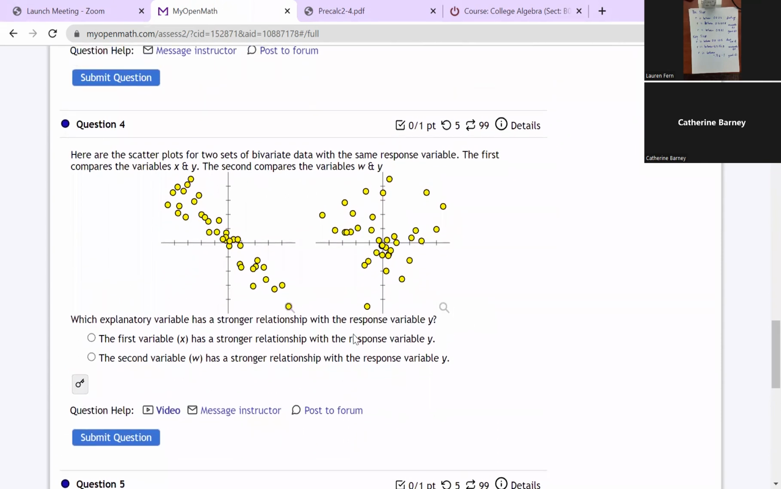In this one, what they do is they ask you to compare. Okay, so which one looks like it has a stronger relationship? 1 or 2? 1, totally, right? So you would click this.